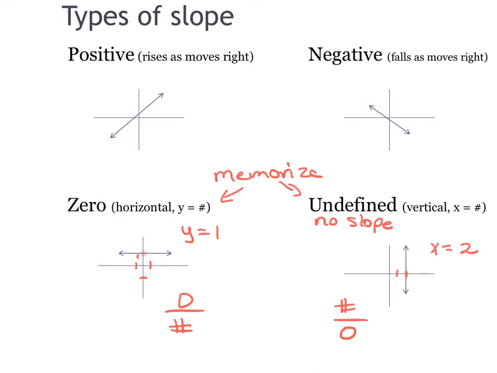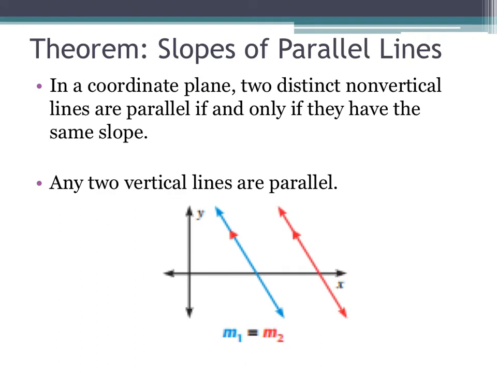Now to tie all of this into geometry, we have a theorem. And the theorem is the slope of parallel lines. In a coordinate plane, two distinct non-vertical lines are parallel if and only if they have the same slope. So as soon as you're given two equations, if you notice that their slopes are the same, then you know the lines are parallel. Also know that any two vertical lines would be parallel. So in this example, let's say we came up with the equations of the lines, the slopes would be the same.